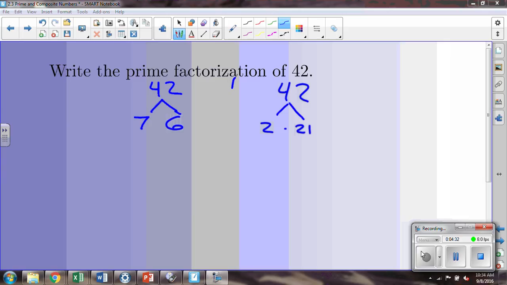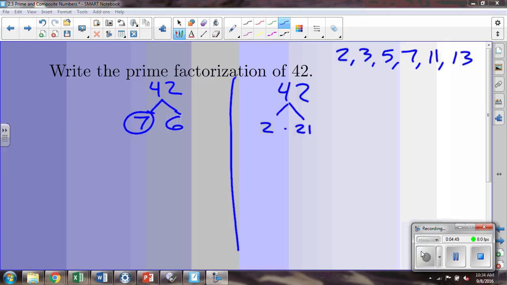And for this particular problem, I actually want to go through and do it 2 different ways so that we can see that it doesn't matter how we begin. And I'll bring back our list of prime numbers, our first 6. We'll notice 7 is a prime number. 6 isn't. That one we can split up as 2 times 3. And so we get our prime factorization, 7, 2, and 3. That is correct. We'd be done.